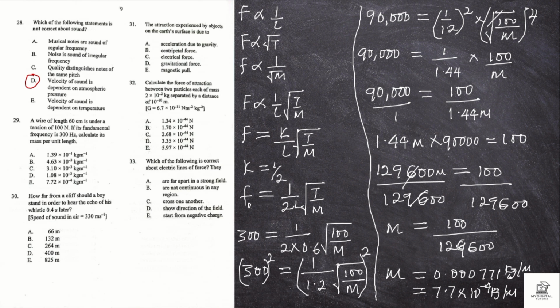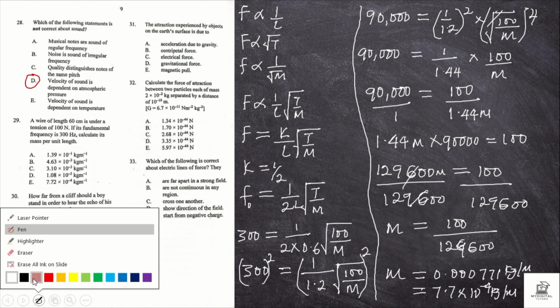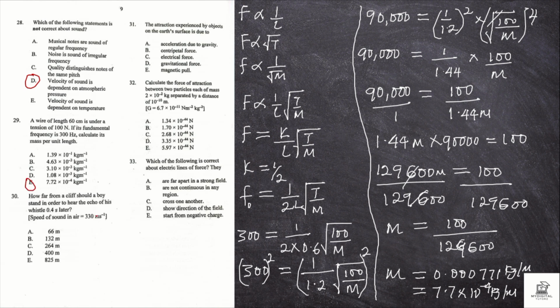So let's look at the options. We have 7.72. Yes, approximately. If we had approximate, you're supposed to have 7.72. So the correct option here is option E. Are we together? So the correct option here is option E, 7.72 times 10 raised to the power minus 4 kilogram per meter. I hope this is understood. So that's about question 29.